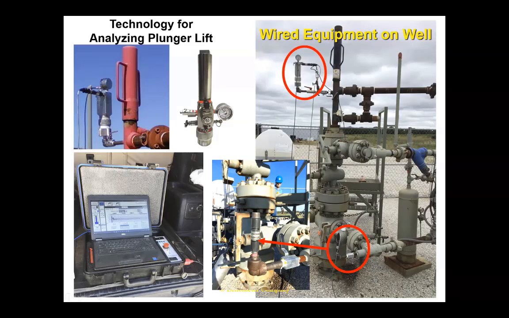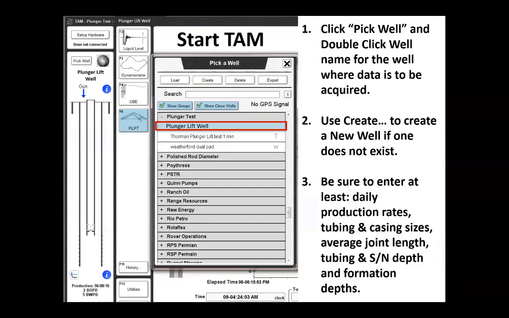We do a conventional installation to shoot fluid levels down the tubing, down the casing, and then track the plunger. If you have only one gun and a pressure transducer, the recommendation is to shoot the casing first, then move the gun to the tubing so you can do the single shot in the tubing, and then start the plunger recording, the plunger tracking test itself.